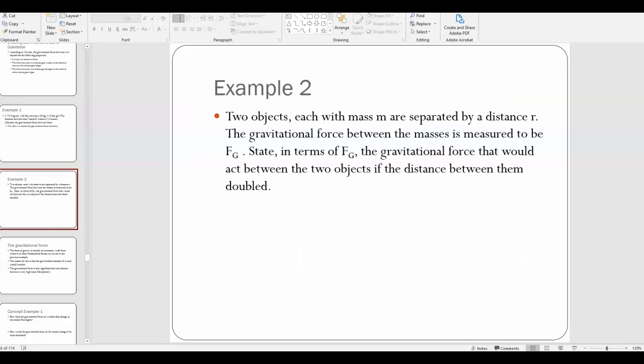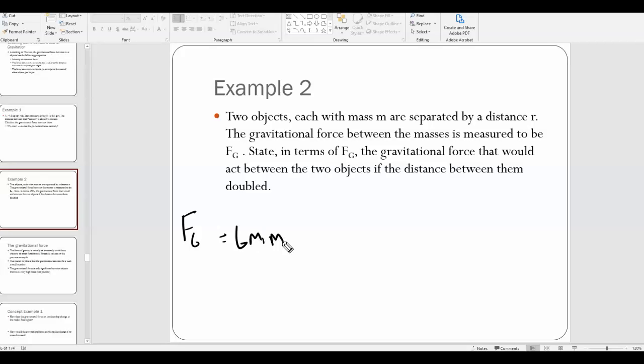Okay, example 2. This is another one of those proportional reasoning questions, and you will see more and more questions like this as we go along in IB physics. This question says two objects, each with mass m, are separated by a distance r. The gravitational force between the masses is measured to be Fg. That makes sense because we have Newton's law of gravitation.